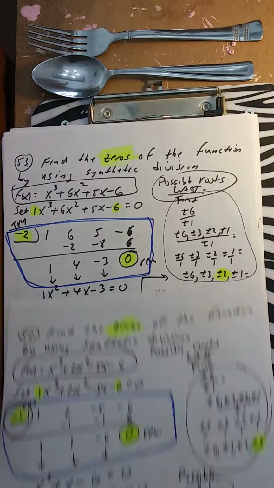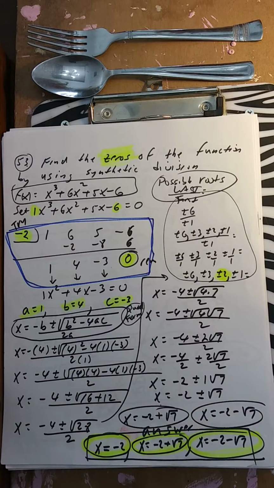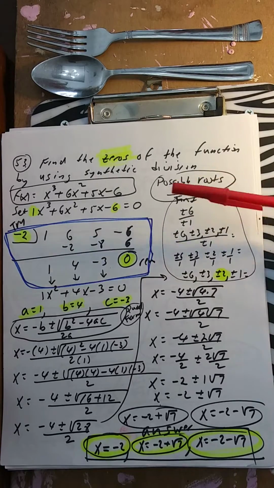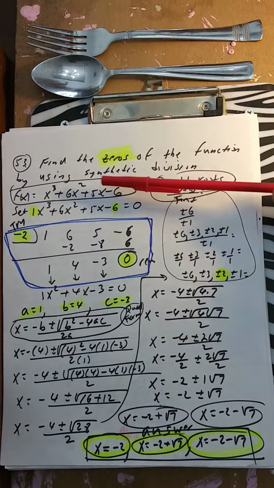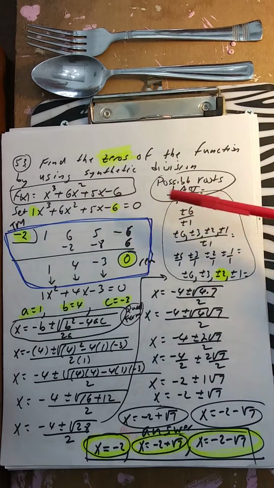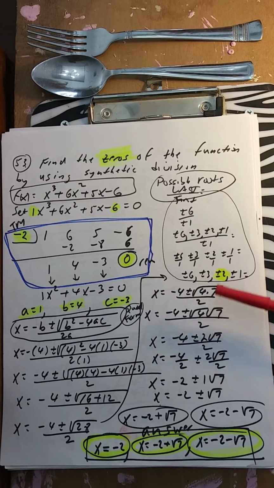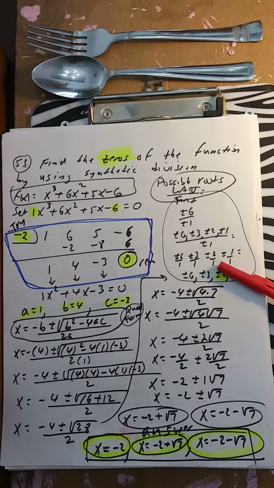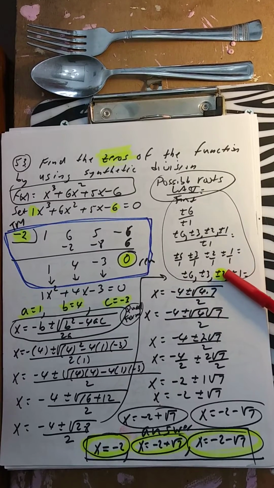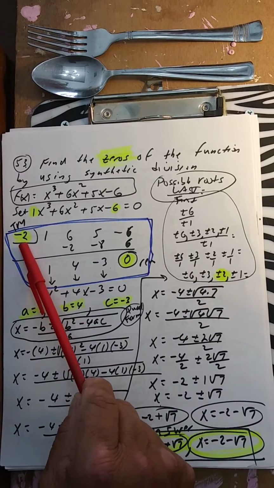All right. Find the zeros of the function by using synthetic division again. Possible roots. Look at the last, look at the first. So 6 and 1, all the possible numbers again are going to be plus or minus 6, plus or minus 3, plus or minus 2, plus or minus 1. So now, I'm going to start with a -2. It's just my lucky guess, okay? Just think that way. I put -2 in there, synthetic division work.